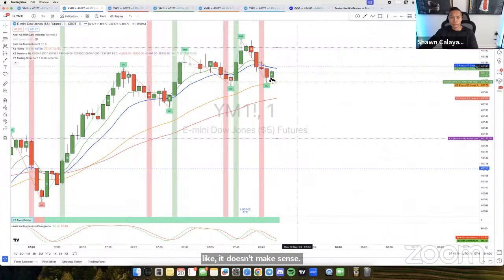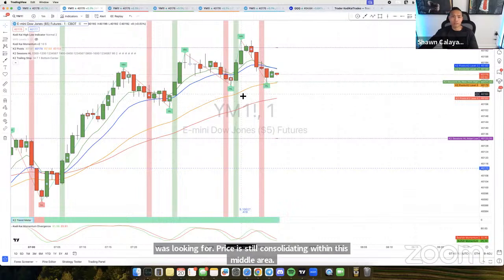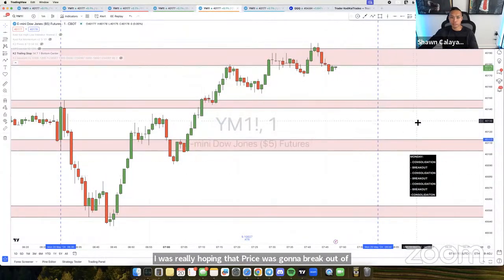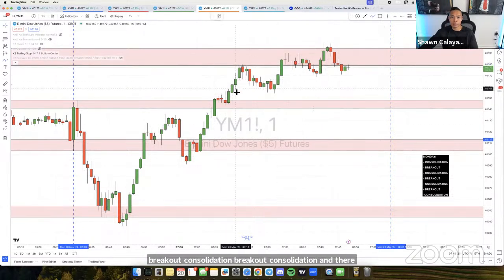All right, guys. So we don't have the opportunity that I was looking for. Price is still consolidating within this middle area. I was really hoping that price was going to break out of this range, but it's not. Going back to our clean chart, like I said earlier: consolidation, breakout, consolidation, breakout, consolidation, and there hasn't been a breakout yet. It's just consolidating back and forth.